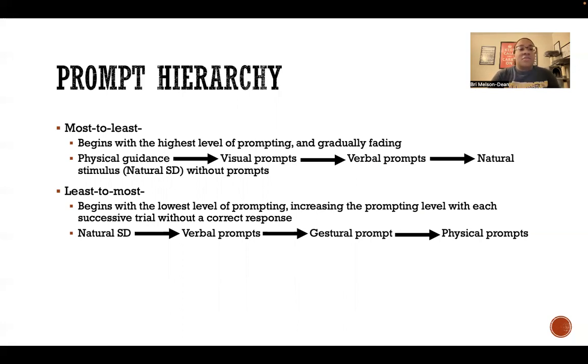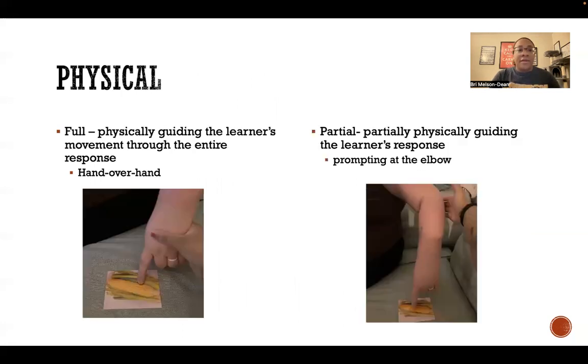And then there is least to most prompting, and this begins with the lowest level of prompting and increases the level of prompting with each successive trial without a correct response. So this typically looks like starting out with the natural SD, then moving to verbal prompts, then moving to gestural prompts, and then moving to physical prompts.